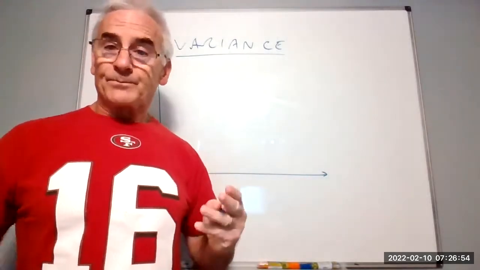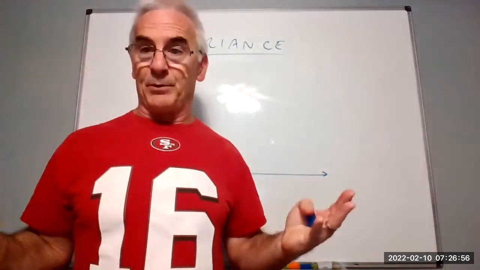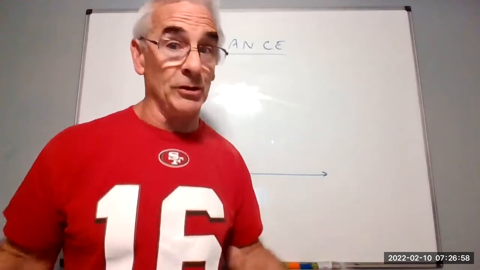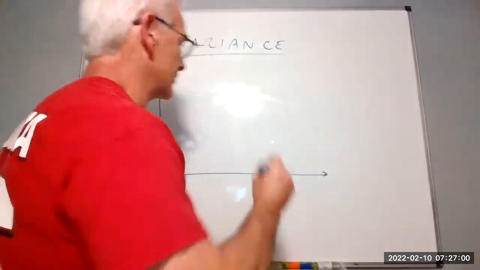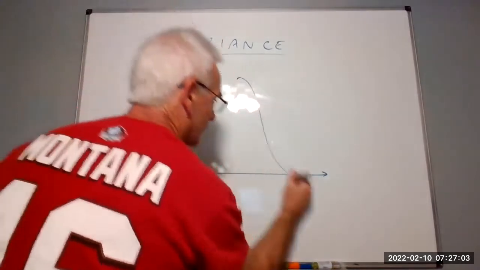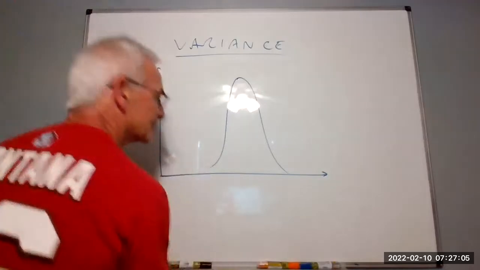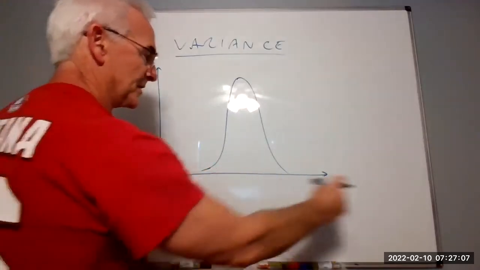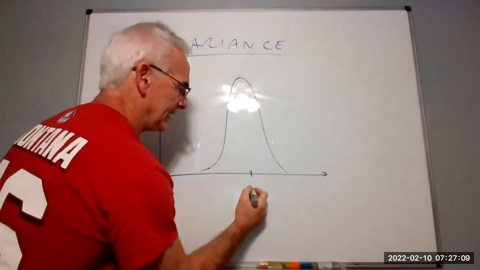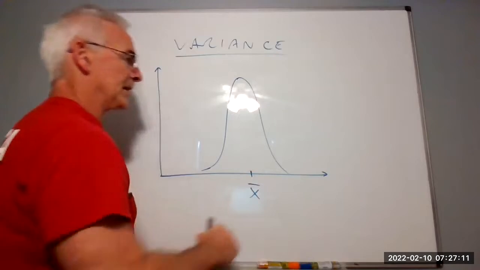I have a group of people and I want to measure their heights, and maybe there's a lot of people. I measure their heights, and when I do, I get something that looks like this. I get a curve that looks like this, different heights. And right here is probably the mean.